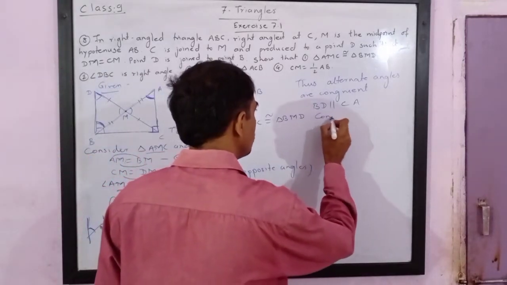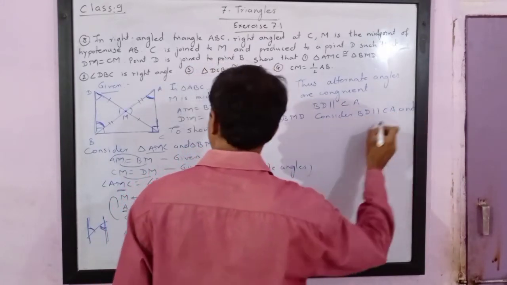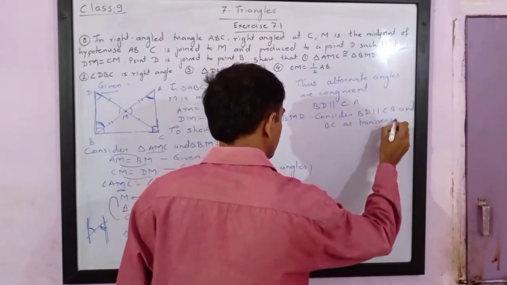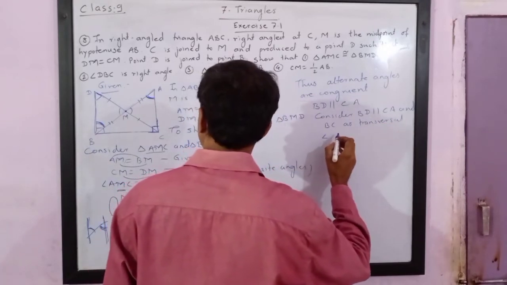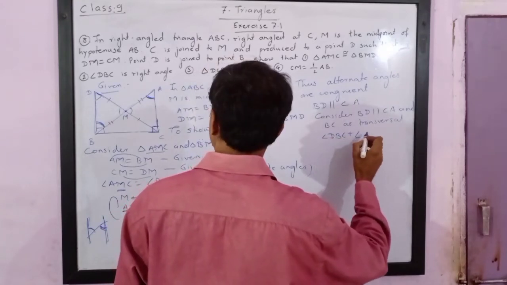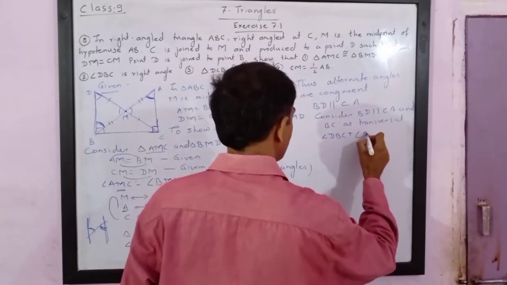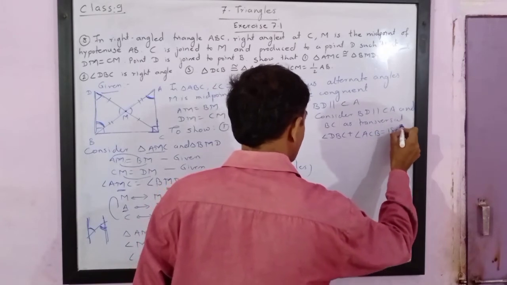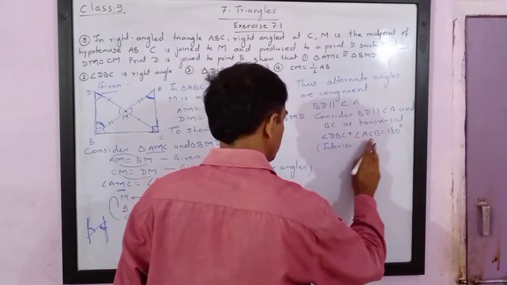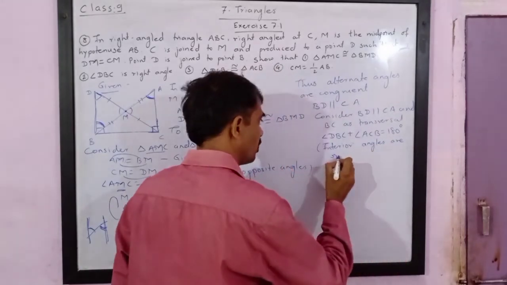Therefore consider BD parallel to CA and BC as transversal. So we'll get angle DBC plus angle ACB is equal to 180 degrees. Reason is interior angles are supplementary.